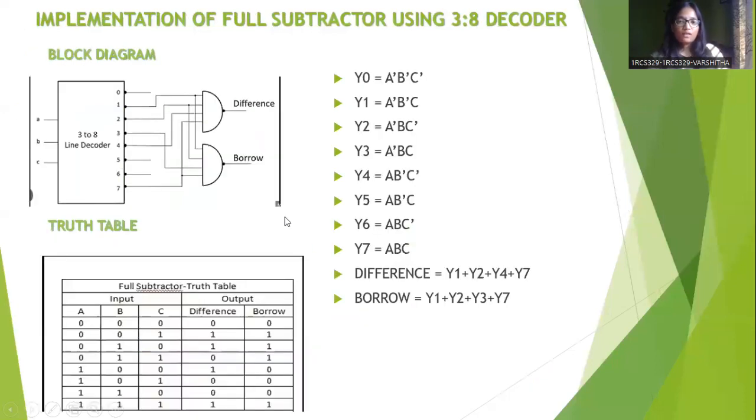In the same way, we can implement a full subtractor using a 3 to 8 decoder. Here we are passing 3 input signals, and we get 8 output signals. When we connect Y1, Y2, Y4, Y7 to the OR gate, we get the difference as the output. When we connect Y1, Y2, Y3, Y7 to the OR gate, we get borrow as the output. So Y0 to Y7 minterms are represented with the help of input signals ABC.